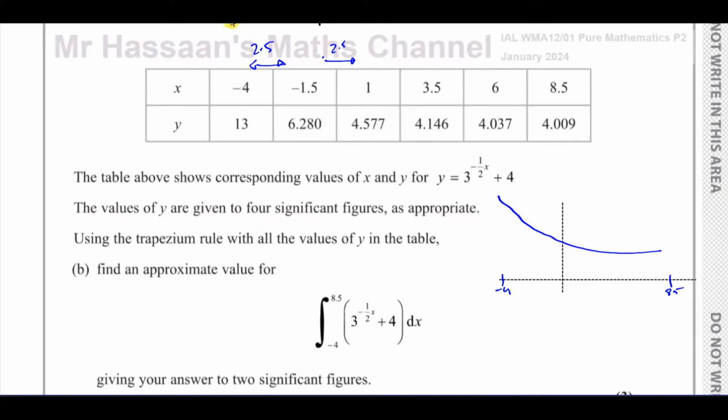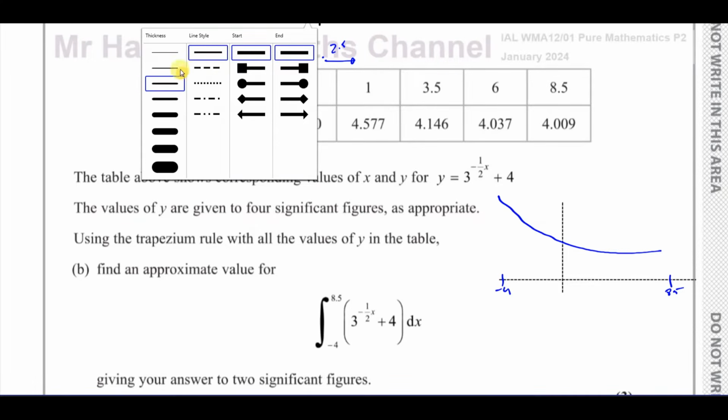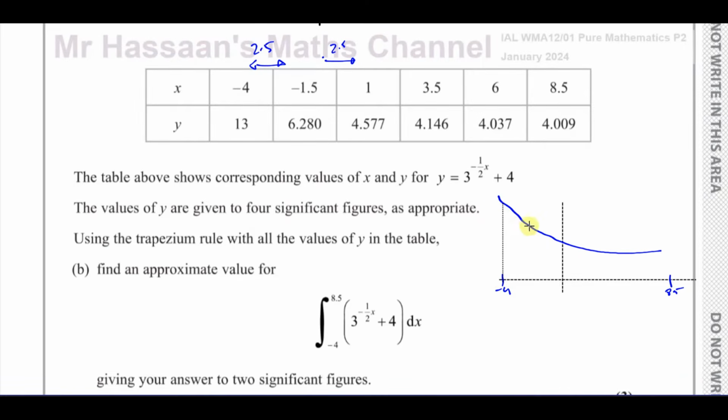So it's like you're making some trapeziums which are 2.5 units wide, starting from -4. Then you got another one at -1.5. Okay, and then you got one at 1.5. And then you got one at 3.5. Then one at 6. And then you got one at 8.5. So I'll just move that along a bit. Then you'll have one at 8.5. So this is going to carry on going down. So that's 8.5 over here.